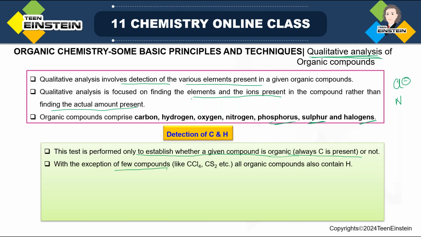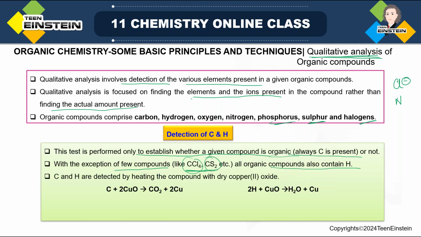With the exception of a few compounds, these are considered as organic compounds. But see, in these compounds, you do not have any hydrogen, though in most organic compounds there is presence of hydrogen. These are especially some examples where you cannot find any hydrogen. So except these few compounds, all organic compounds also contain hydrogen. So carbon and hydrogen, these two are such elements which will always be present in organic compounds, except these few cases. Fine.